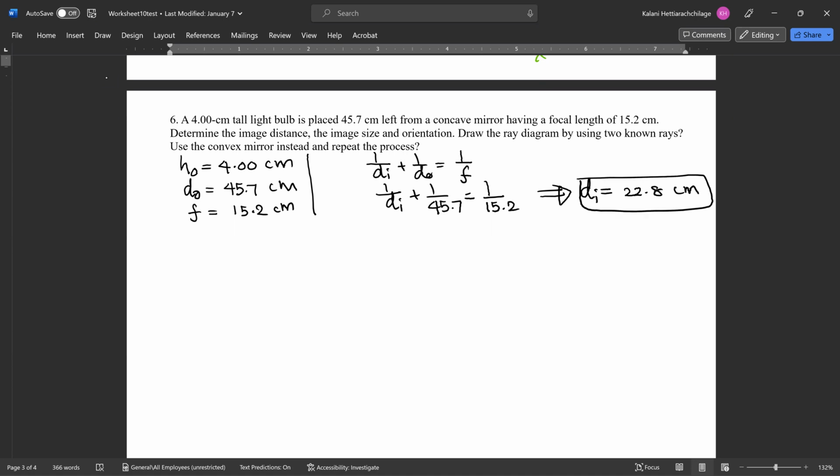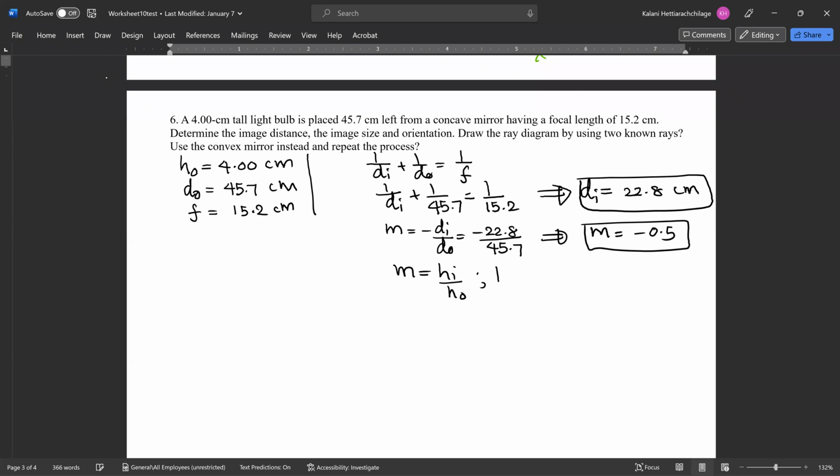Okay, so now what I need to calculate is magnification. So magnification equals negative di over d naught. So that will be negative 22.8 divided by 45.7. That will give me the magnification as negative 0.5. That's the magnification. And since it's asking for the image size and orientation, I can write that since it is negative, it should be inverted.